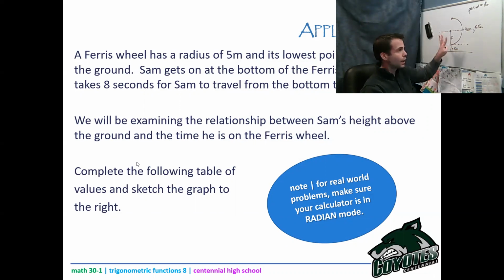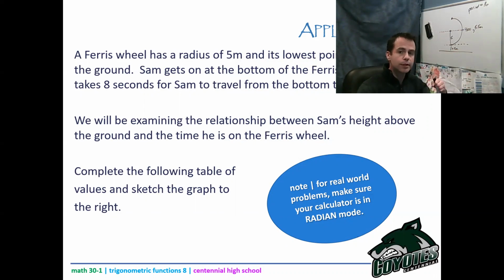Okay, so I'm going to pause that there. I'm going to go back to the question for a second, but we're going to use that in a sec to start filling in our table. We're going to examine the relationship between Sam's height above the ground and the time that he's on the Ferris wheel. Complete the following table of values and sketch the graph to the right.